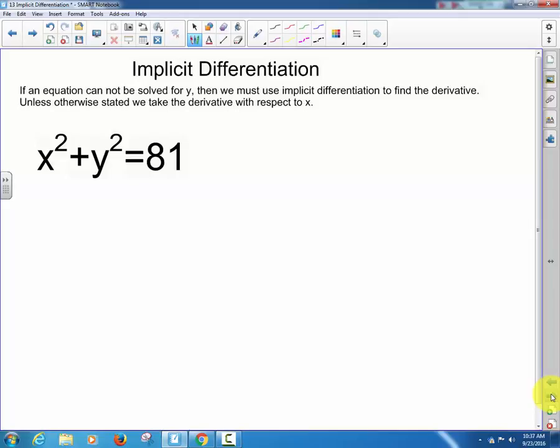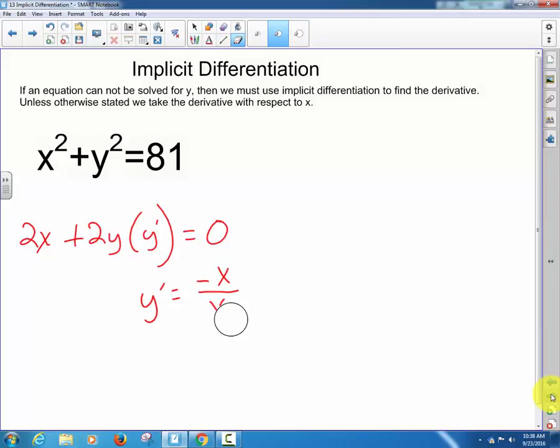So when you take the derivative of this, tell me what you're going to get for the derivative of x squared. Anyone? 2x. What are you going to get for the derivative of y squared? 2y dy dx. Okay? You can write it as dy dx or y prime. I'm going to write it as y prime this time. Doesn't matter, okay? They both mean the same thing. Equals what? 0. So if we're going to solve this for dy dx, solve it for y prime, tell me what we're going to wind up with. Negative x over y. So that's what the derivative of that looks like.